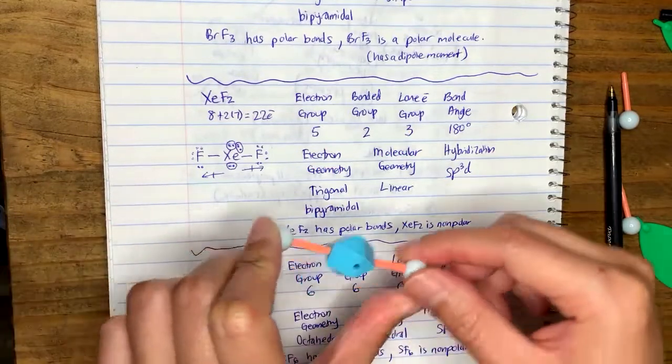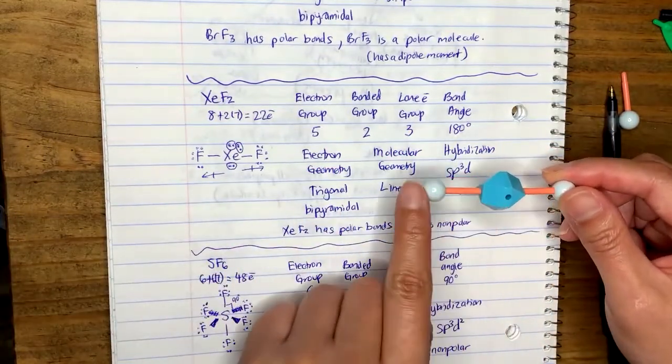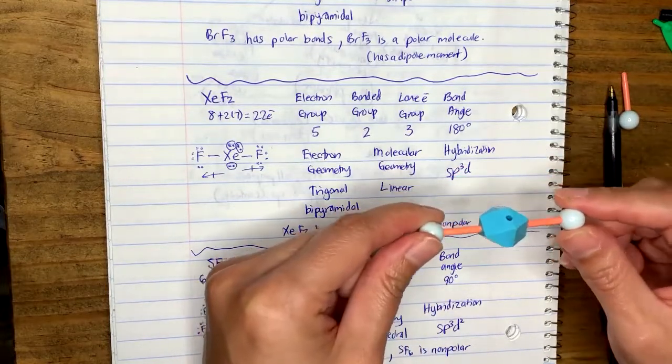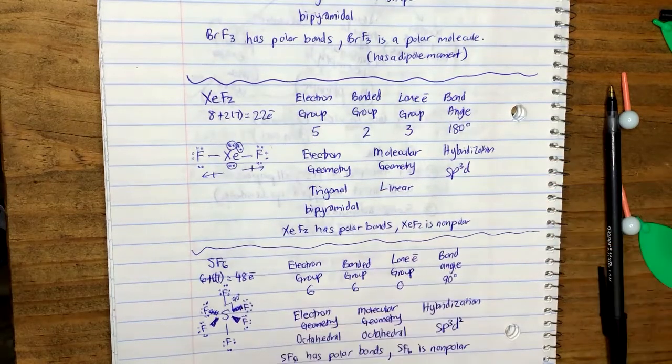And in this case here, this molecule XeF2 is pulling towards the F, right? Pulling towards the F, but then they cancel each other out. So the molecule is nonpolar overall, okay?